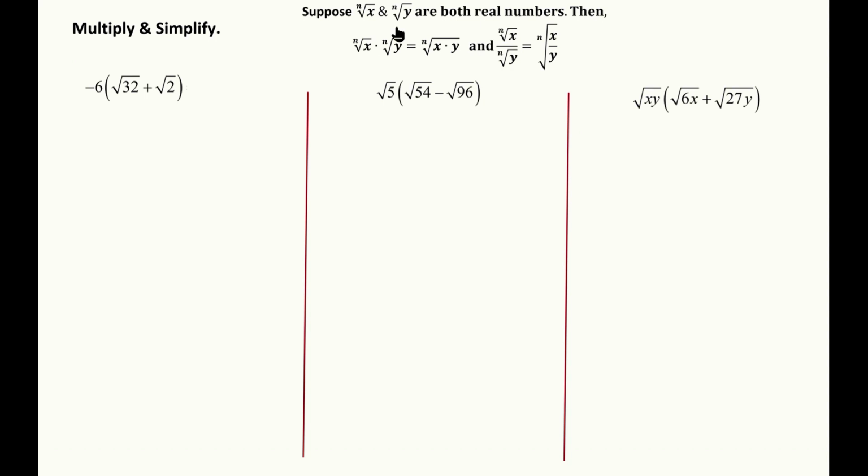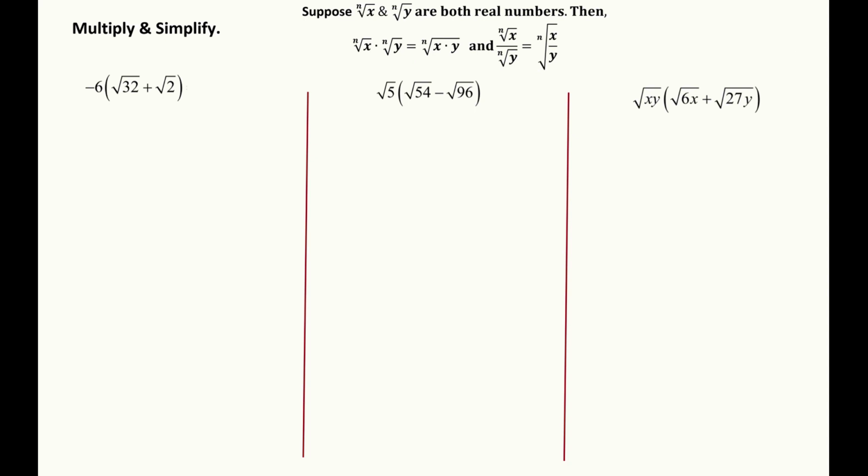As you recall, we learned these two rules for situations where the nth root of x and the nth root of y are both real numbers. Then we learned that we can multiply under the radical and we can divide under the radical. This is called the product rule for radicals, and this is called the quotient rule for radicals. And we'll be using these rules again in this video.